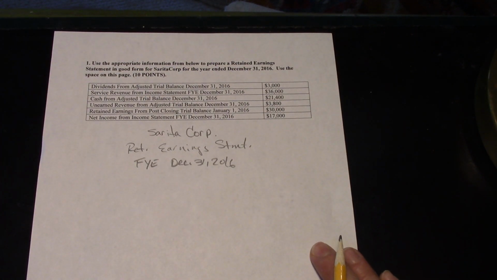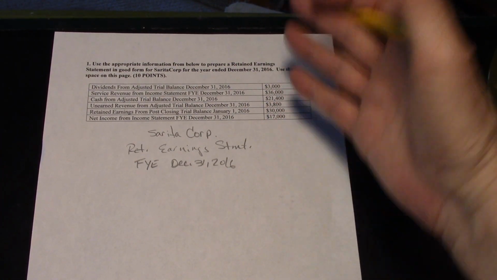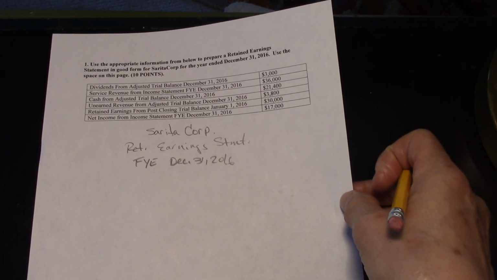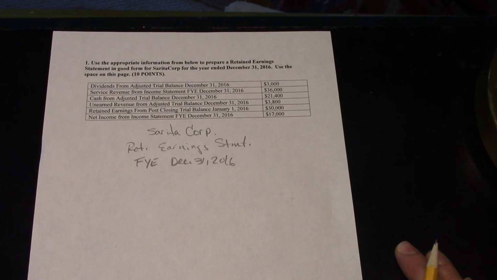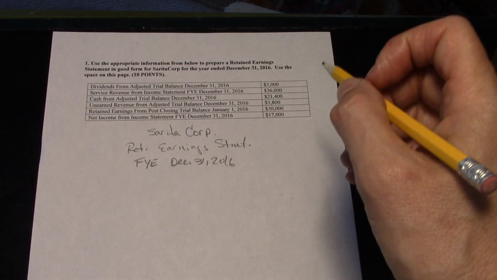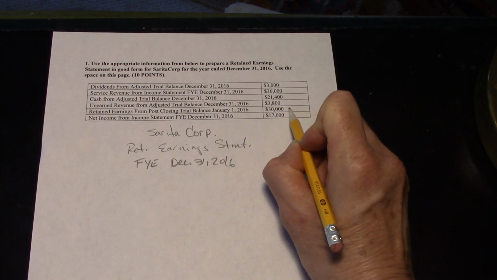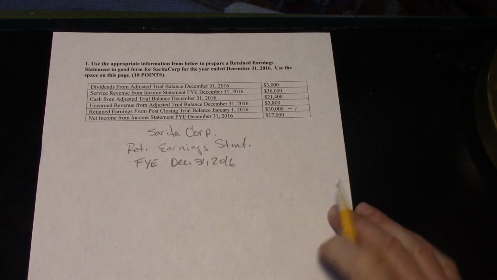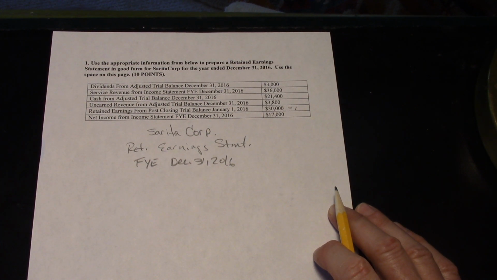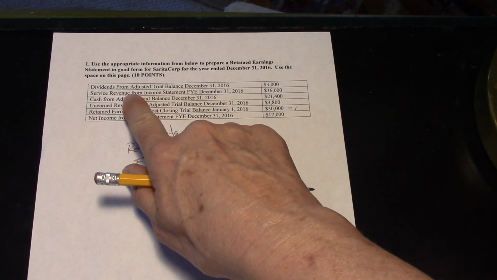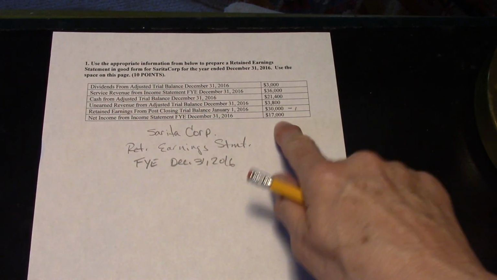Here we have a couple of different balances, and you're supposed to take these balances and turn them into your retained earnings statement. It's a pretty simple statement. The retained earnings statement starts with your beginning retained earnings. So that's that, right? There's the first thing. Then you add in any net income. Nope, not service revenue. Net income, so there you go.